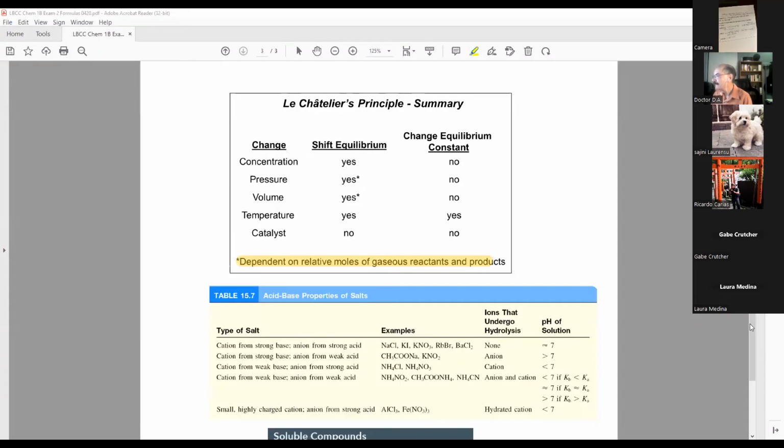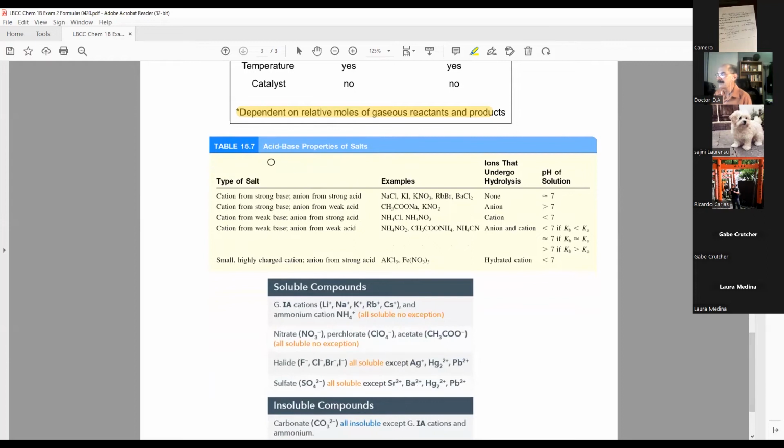And you can see here on this table that I copied here, and this is from the old, I think this is the 5th edition of Pro. It tells you what type of salt: cation from a strong base, anion from strong acid; cation from strong base, anion from weak acid; cation from weak base. It gives you all the scenarios and even has some of the examples that I just gave you, right? And it even gives you what happens if the cation is from a weak base and the anion from a weak acid.